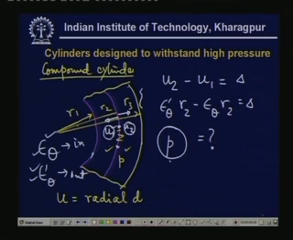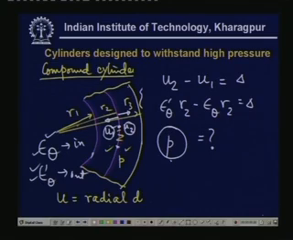If we apply external pressure from inside, then a tensile stress is developed, but that tensile stress is to be added to the compressive stress. Therefore the resultant value of the tensile stress is much lower than in a single cylinder. So this technique could be used very effectively to enhance the strength of the cylinder. Now this is about the compound cylinder problem.